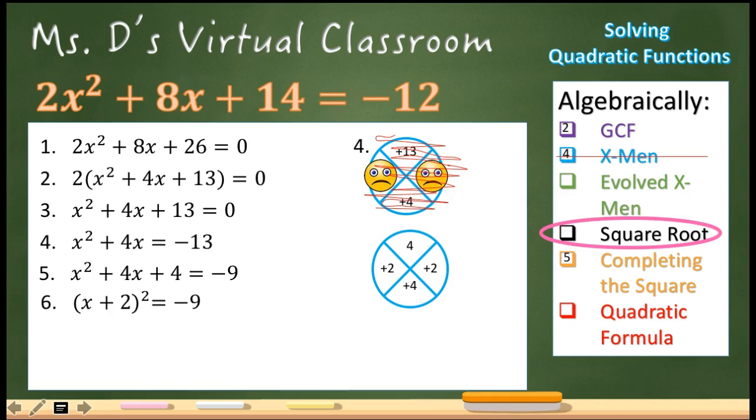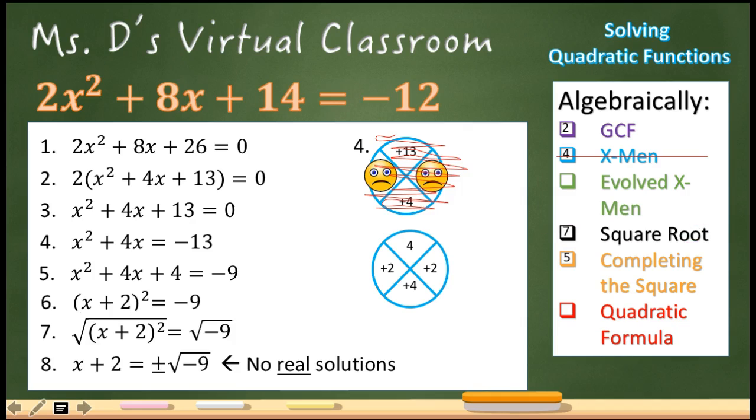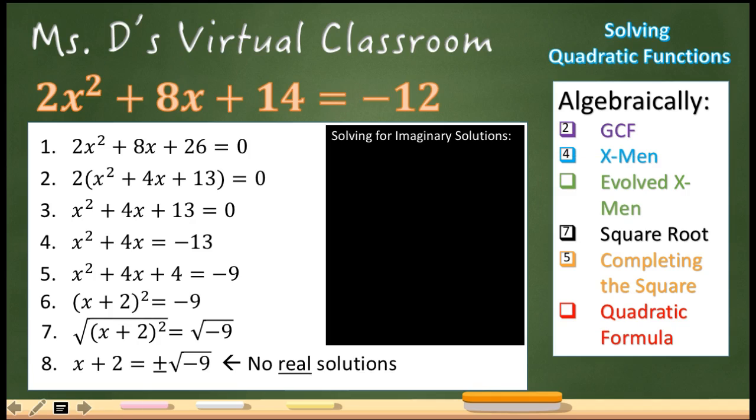Taking the square root of both sides, we get x plus 2 is equal to plus or minus the square root of 9. We can't technically take the square root of negative 9, so this quadratic function will have no real solutions. However, we can solve for imaginary solutions. Remember that the imaginary number i is equal to the square root of negative 1.